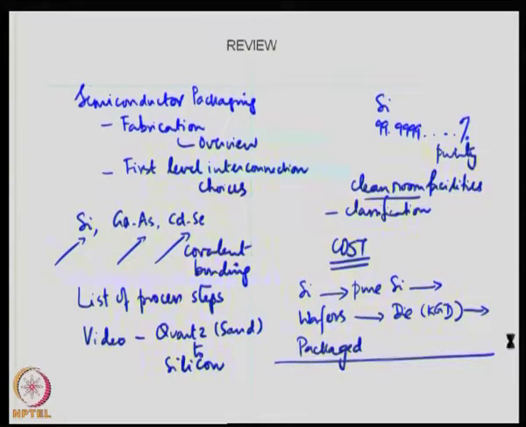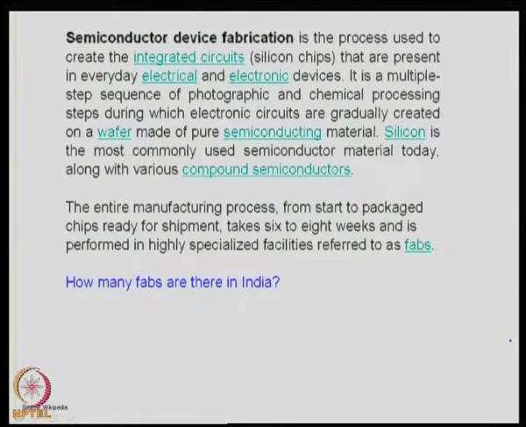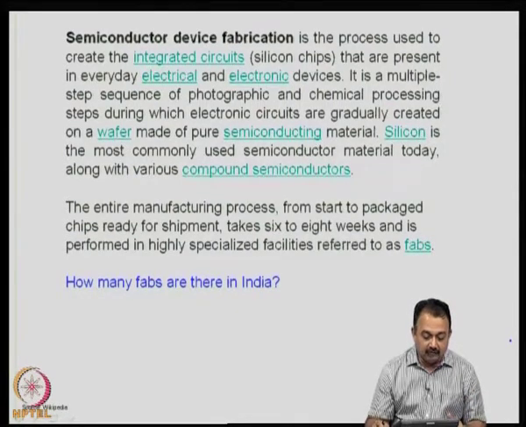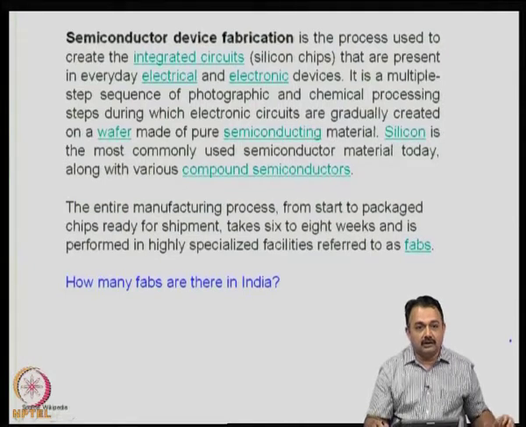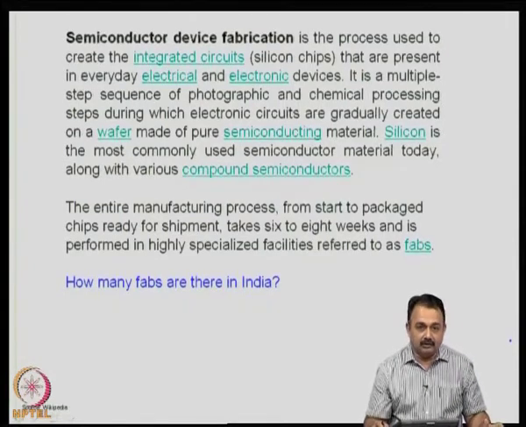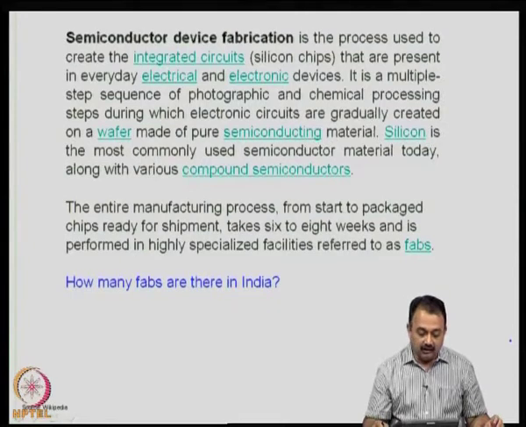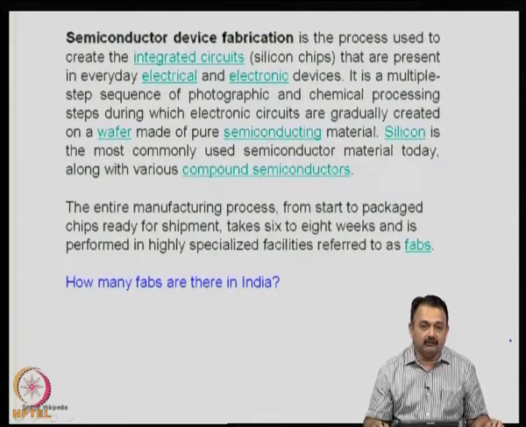Today, I will take you through a series of photographs that illustrate what we have been discussing since the last class. So, initially first let us describe in a few words what is semiconductor fabrication. As you can see here listed in the slide, semiconductor device fabrication is the process used to create integrated circuits, silicon chips or microchips, or active devices, as you can call them, that are present in everyday electrical and electronic devices.